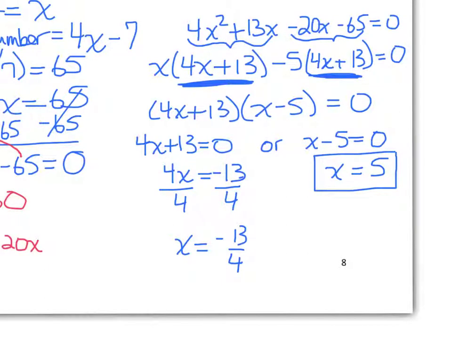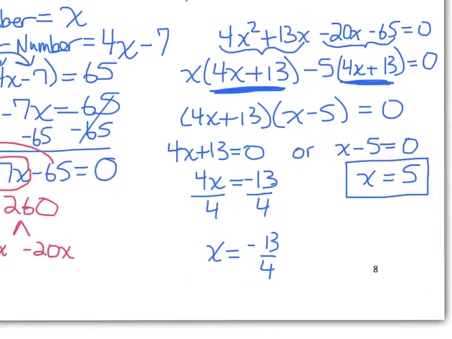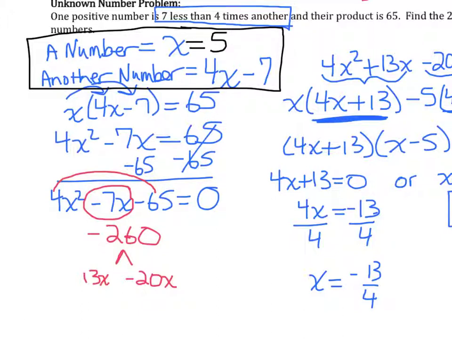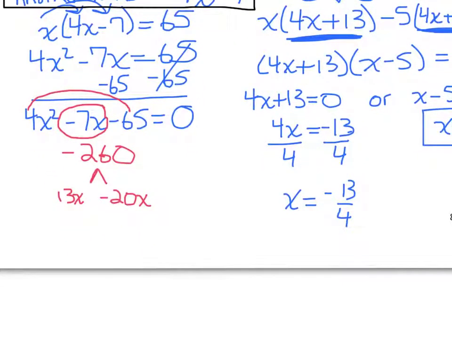Now, in order for me to find my other solution, remember that we came up at the beginning of this problem with these variable expressions here, right? Of course, we have our x equals 5. In order for us to find our other number, we're going to use this expression here. I'm going to plug in the 5 for x. I get 4 times 5 minus 7. 4 times 5 is 20, minus 7 is 13, and so my other number is 13. So my solution, if you want to write it down here in one little area, it would be 5 and 13.